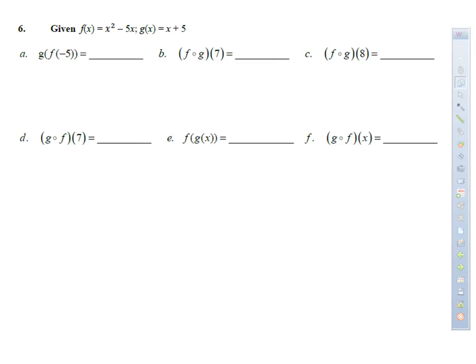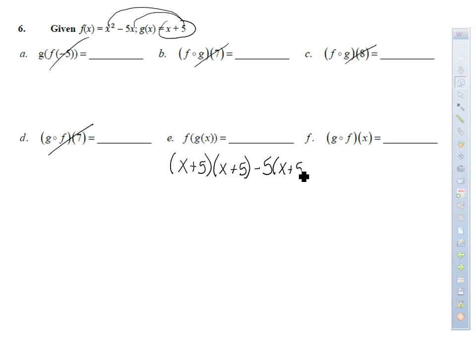Like I said, guys, on number 6, I'm going to skip plugging in the numbers. You don't get to skip them on your assignment, but I'm going to skip them here for the sake of the video. So here goes. To find f of g of x, it means pick up g, dump it into f. Notice once again, there's a squared, so I need to write it out twice, and there's another x. So it's going to look like this. (x plus 5) written out twice, minus 5 times (x plus 5).